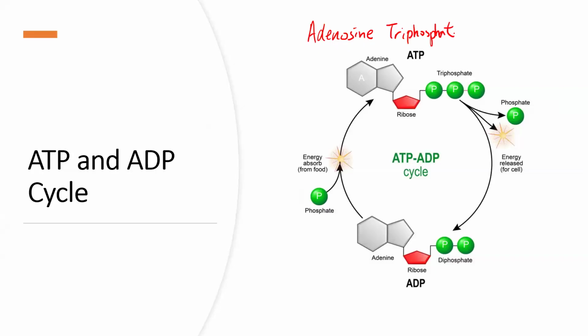So it has the adenine, the same adenine as in DNA. It has the ribose sugar, and it has 3 phosphates. By now, you should know phosphate is PO4, right, from chem, and there are 3 of them. That's why it's tri. So in this form, in the ATP form, this is fully charged.